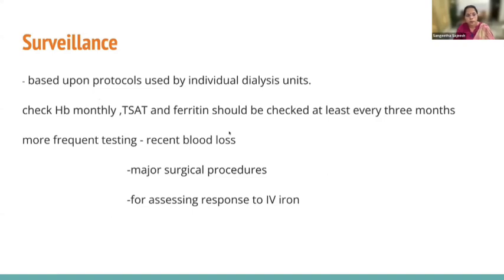So how often can we do the surveillance? It is all based on protocols used by the individual dialysis units. Usually we do hemoglobin monthly, and transferrin saturation and ferritin should be checked at least every 3 months. But if more frequent testing is required, like recent blood loss, major surgical procedures, or if the response to ESA needs to be assessed, we can do more frequent testing.